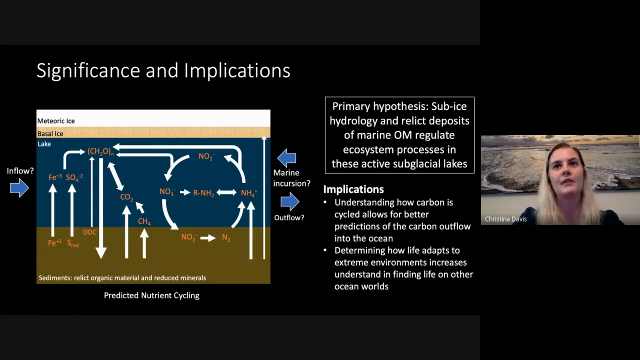And so this drove our primary hypothesis that subice hydrology and relic deposits of marine organic matter regulate the ecosystem processes in these active subglacial lakes. And so we kind of drew a schematic. So on the left, you can see our diagram of the possible microbe nutrient cycling pathways of how we think carbon is moving through this system.